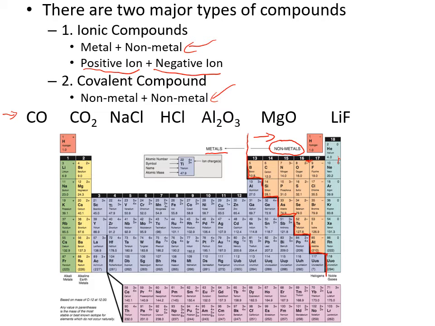The first one is C and O. Now a lot of people want to say that C and O look like this one right here, cobalt. But it is capital C, capital O. Cobalt is capital C and then lowercase o. So this is not cobalt. Capital C is right here, it is carbon, and capital O is right here, which is oxygen. Since they are both non-metals, this is covalent.